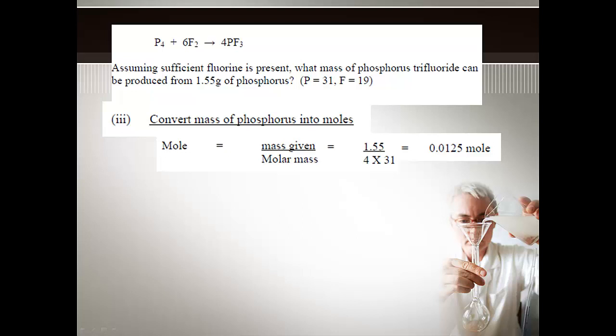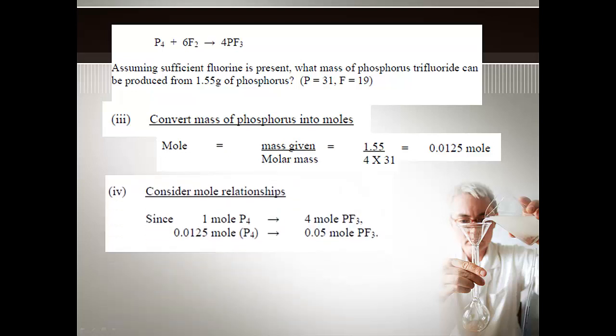We know this is a 1 is to 6 is to 4 ratio, and the ratios have to be molar ratios. They can't be mass ratios, they can't be weight ratios. It won't make any sense. We need these to be a number ratio. So we need to use a number, and we're going to use moles to represent this. So we're going to say that since 1 mole of phosphorus would require 4 moles of PF3 being produced, 4 moles of PF3 would be produced.